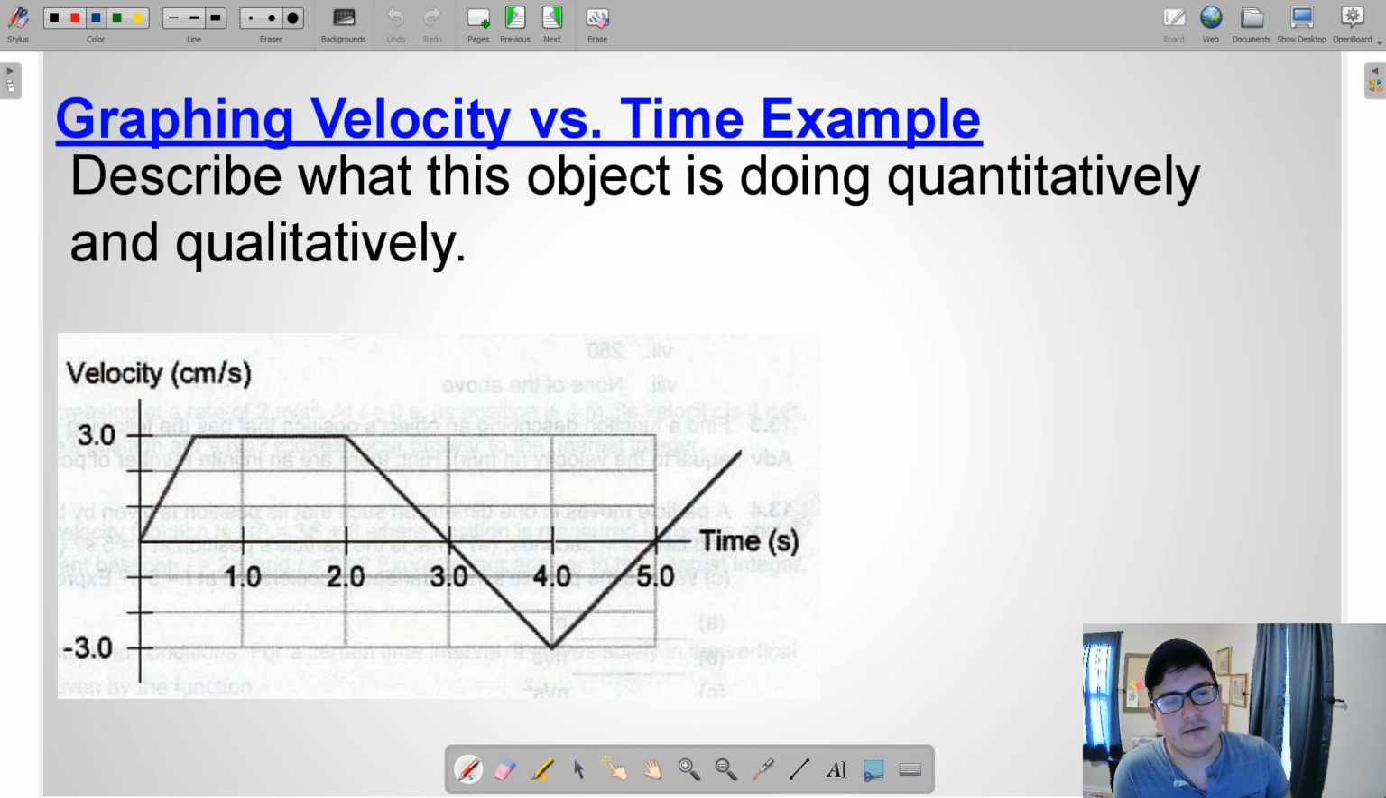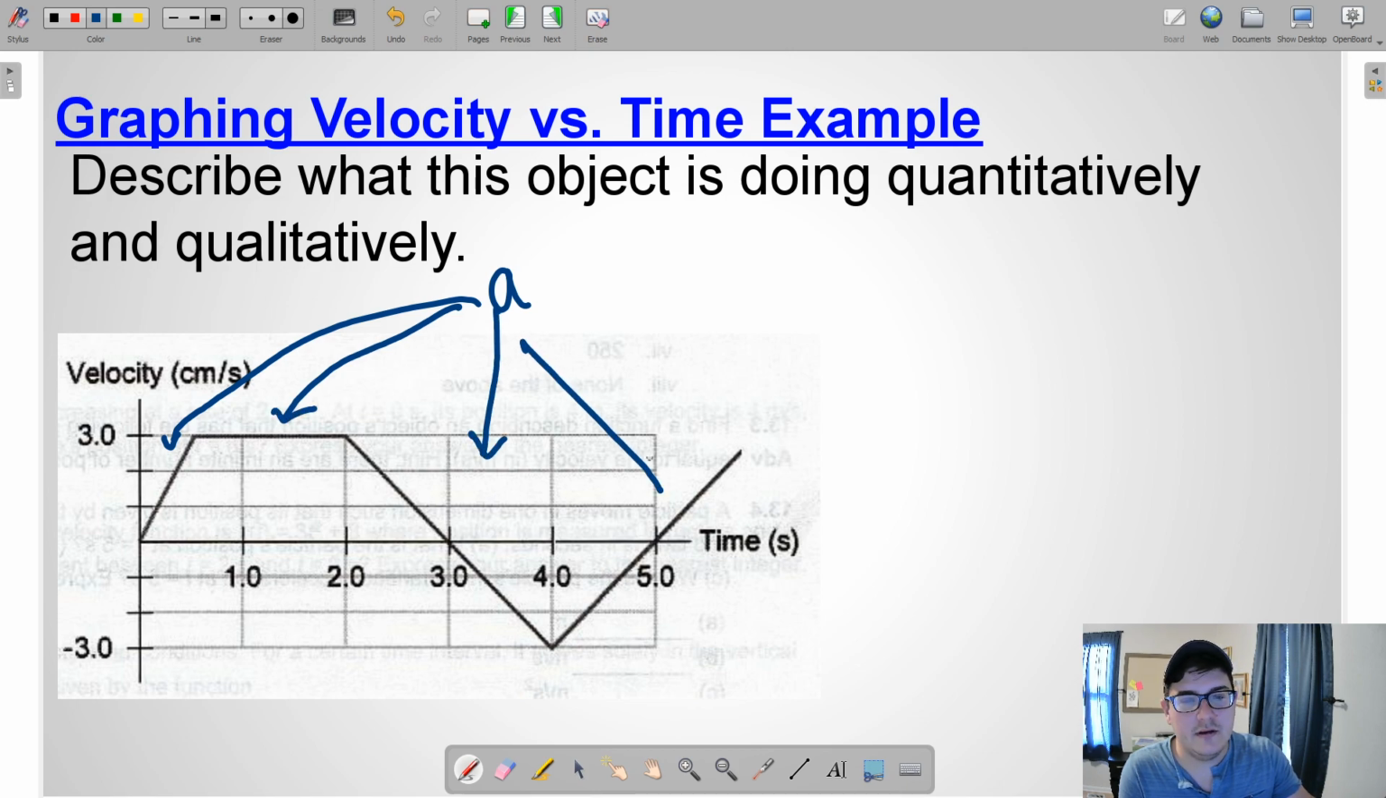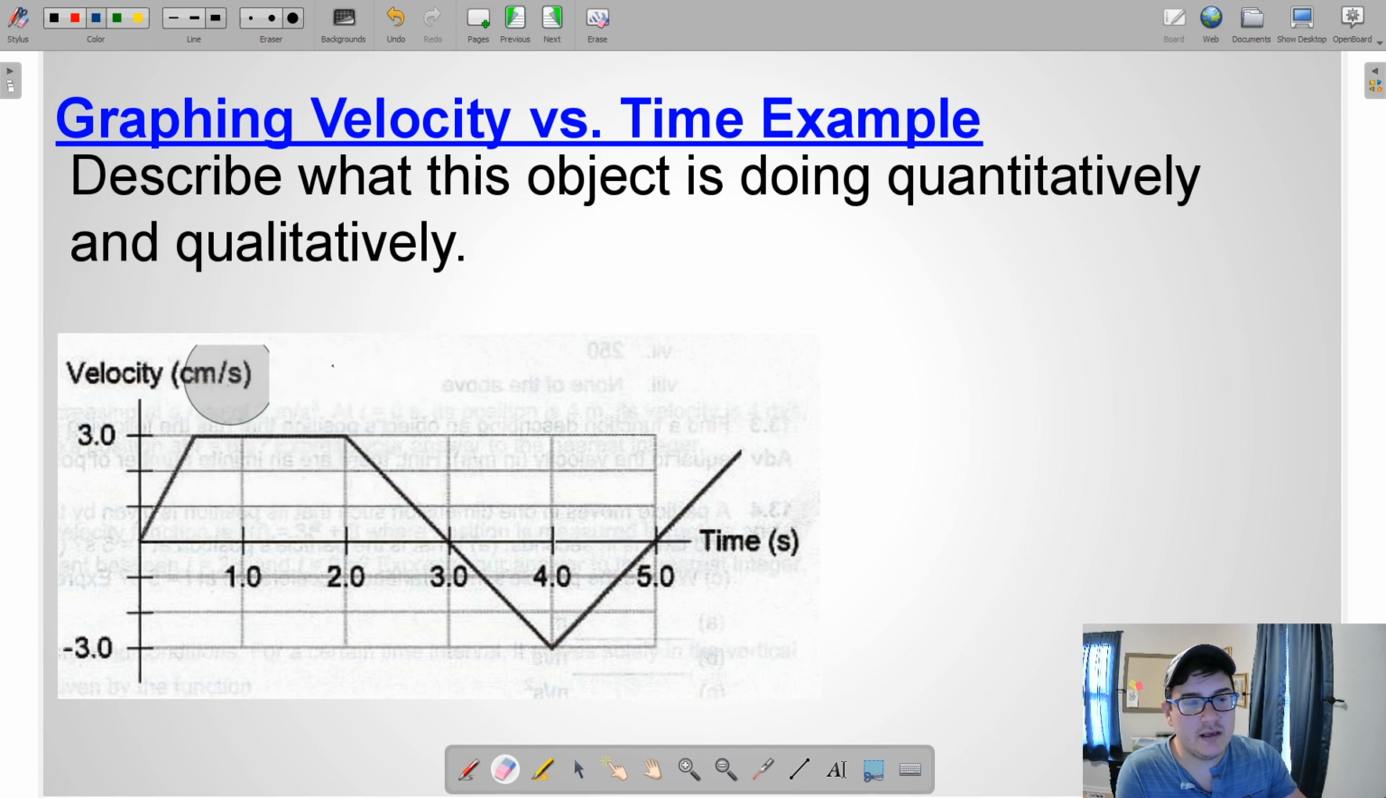Okay, here's what I want you to do for me. Try this one out. Calculate the acceleration and tell me what this object is doing quantitatively and qualitatively, using both in terms of acceleration. What is this object doing for acceleration right here, here, here, and here? What are those acceleration values? Go ahead and pause the video and see if you can figure out what it is doing. Okay, I'm going to go ahead and move on though.